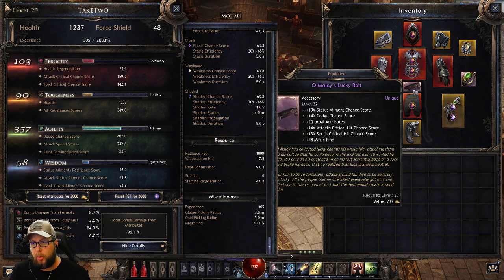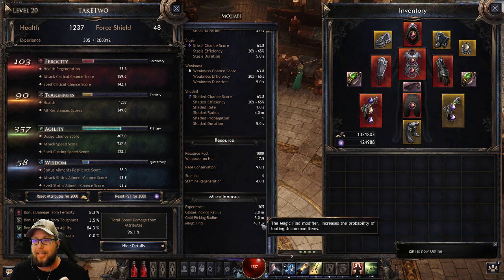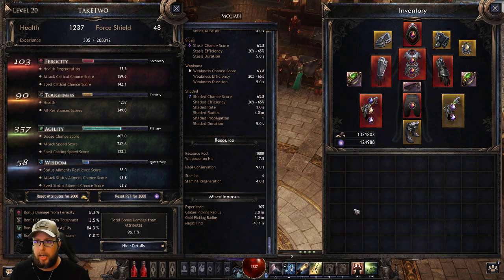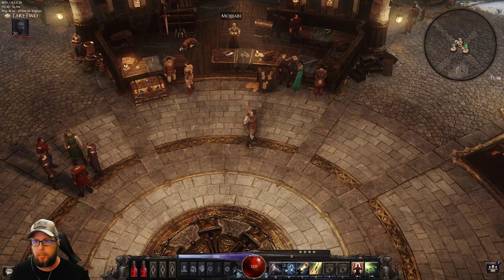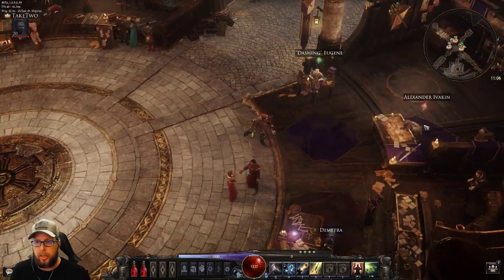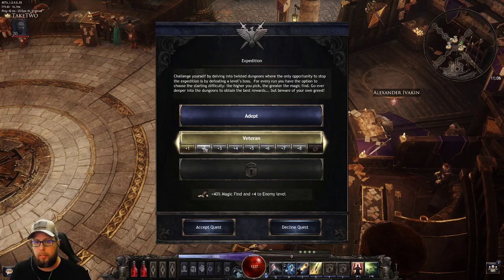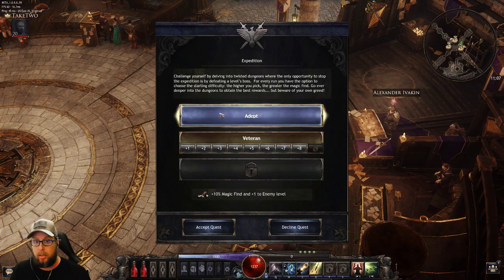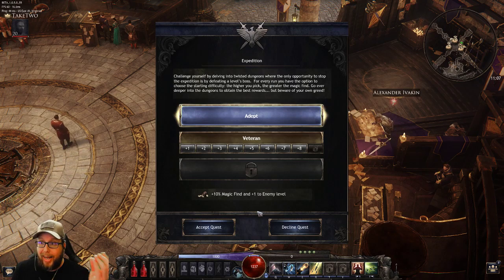So even though the belt only says plus 48 Magic Find, I do believe that it's seeing it as a percentage. Such as when you go over here to the expedition mode, and you're seeing plus 10%, plus 40, plus 70. So that belt is basically like you're adding a plus 1 veteran mode Magic Find. So if I went in there right now, I'm getting plus 58% basically. Is the way I'm looking at it.